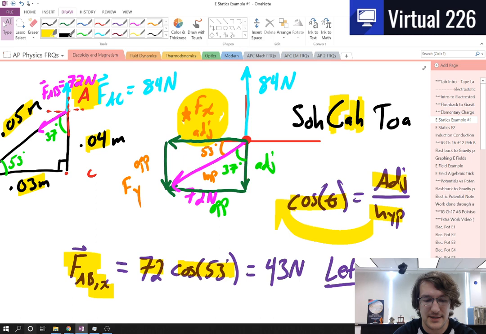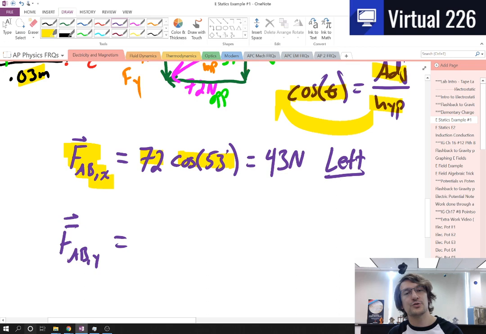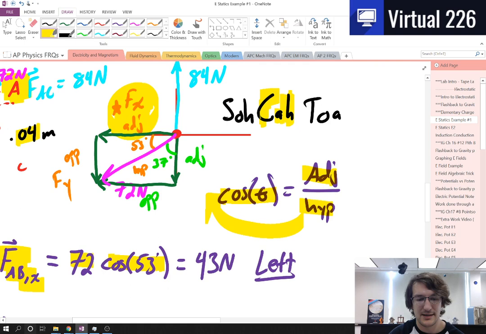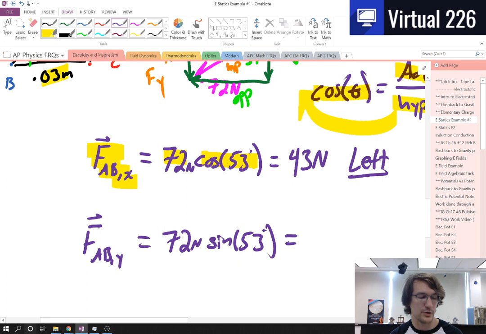I haven't put any negatives in because I'm saying it's moving to the left. If we want to do the same thing, but for the y direction, well, the force of AB in the y direction, we're not using cosine this time, we're going to use sine. So if we take a look at SohCahToa, sine of some angle is equal to opposite over hypotenuse. Moving the hypotenuse over, we quickly see that this is going to equal 72 times the sine of 53 degrees. And technically there are newtons on that 72, and that's how we get our unit at the end. Sine of an angle and cosine of an angle are unitless quantities. It's a function being used there. But this gives us 58 newtons here, and it is pointing down.